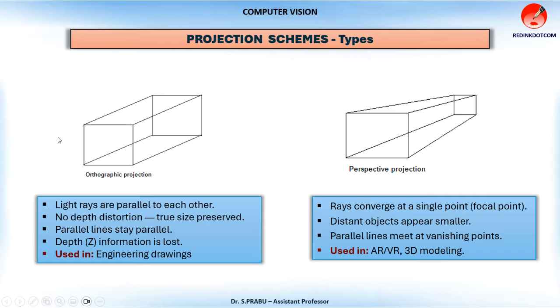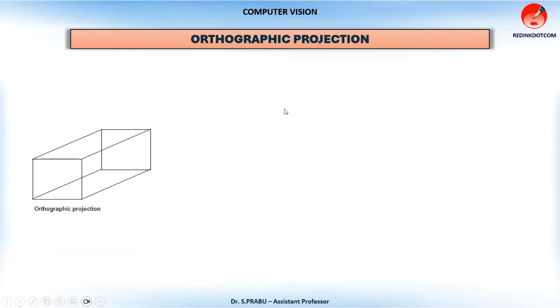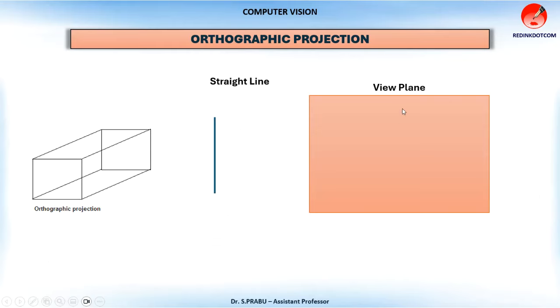I tried to explain how these two diagrams can be drawn. First we go to orthographic projection. First I take a simple geometric structure called a straight line. It contains two edge points and I draw one view plane. It is nothing but a screen. I project a dotted line from this edge point to the view plane. Repeat the same for the other edge point also.